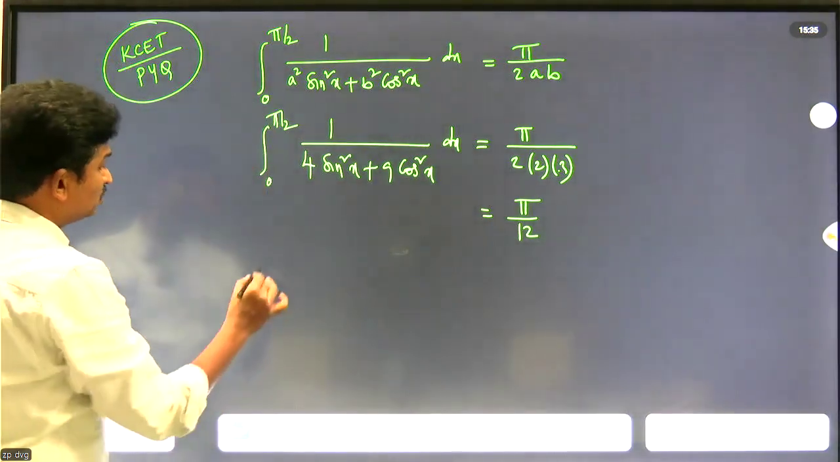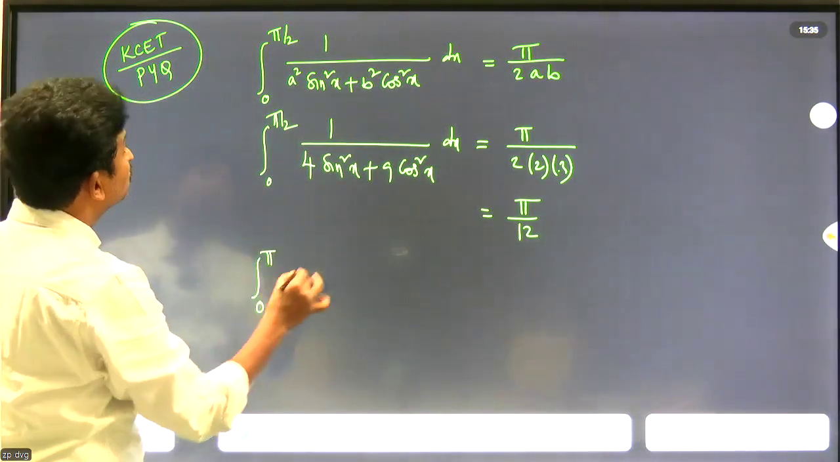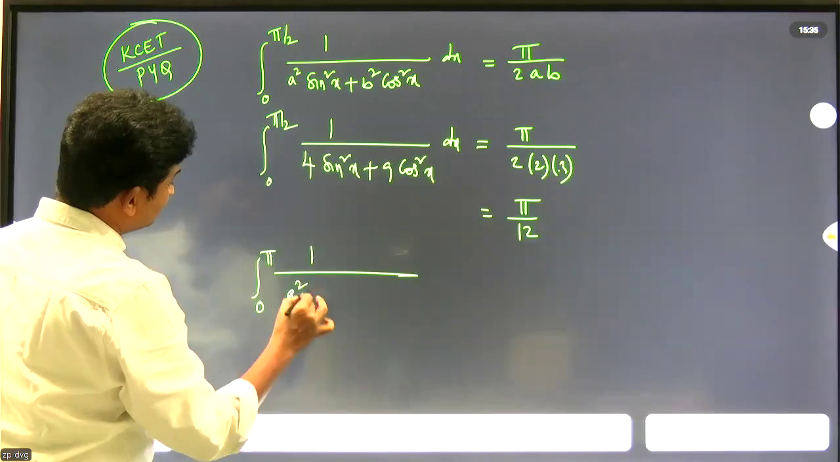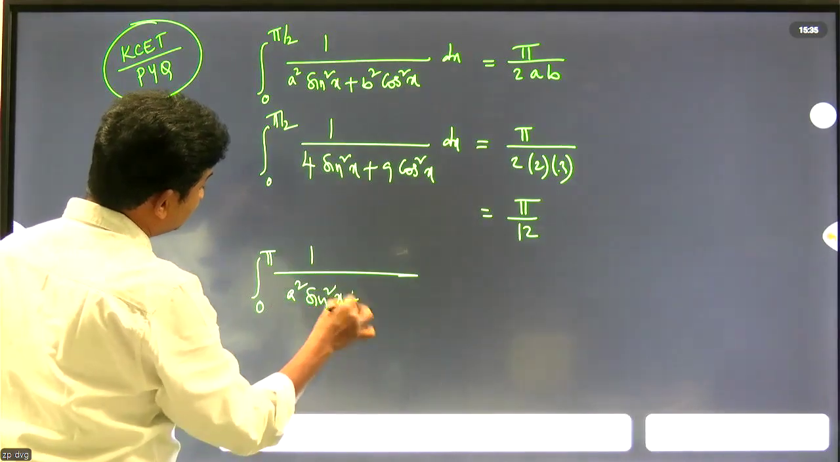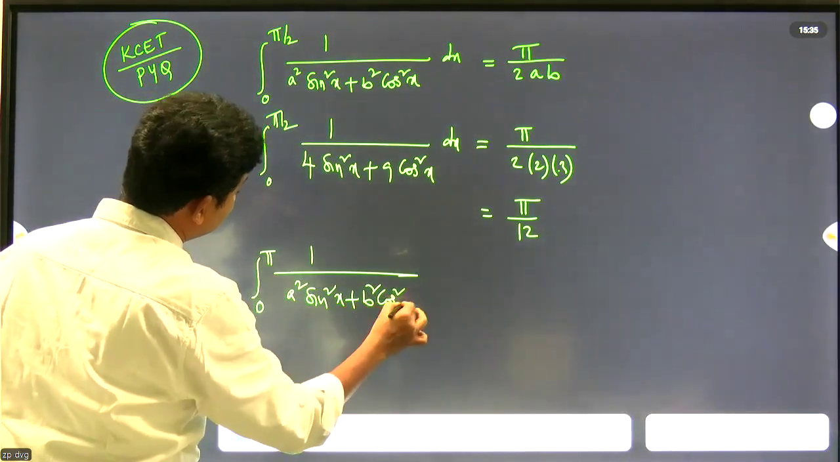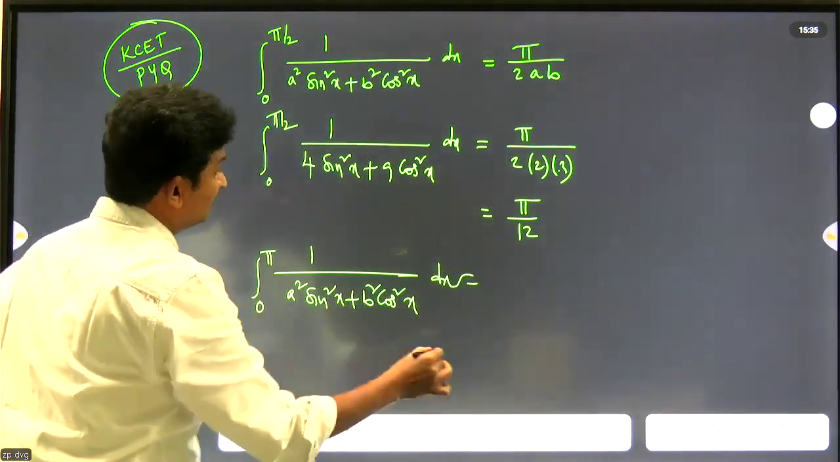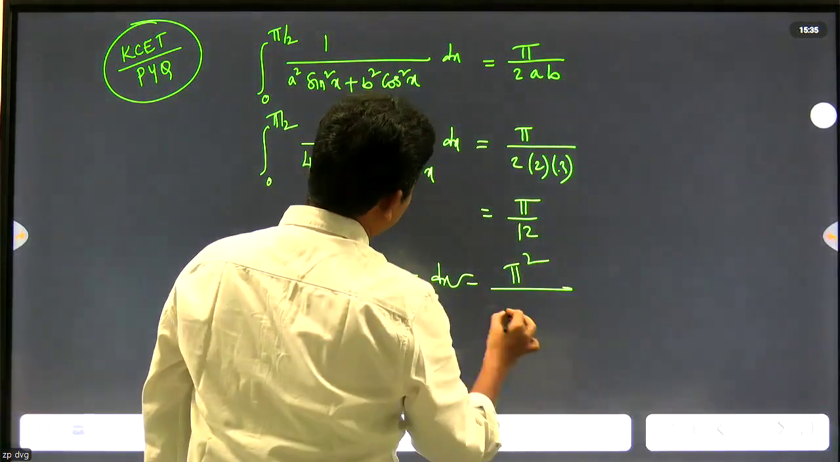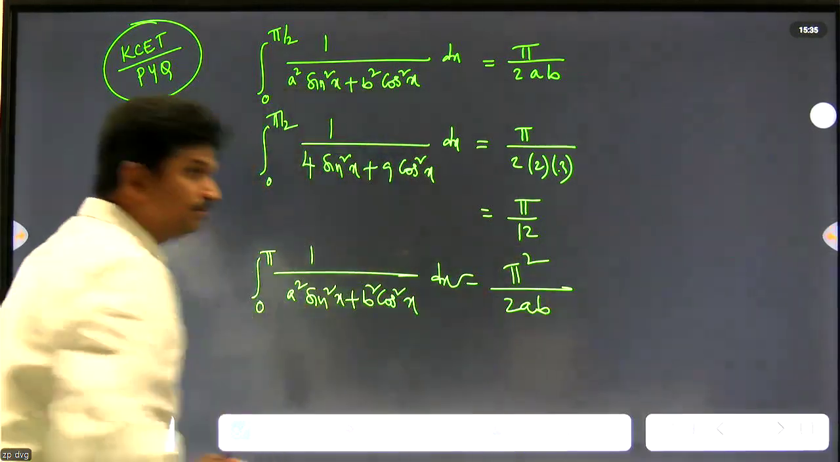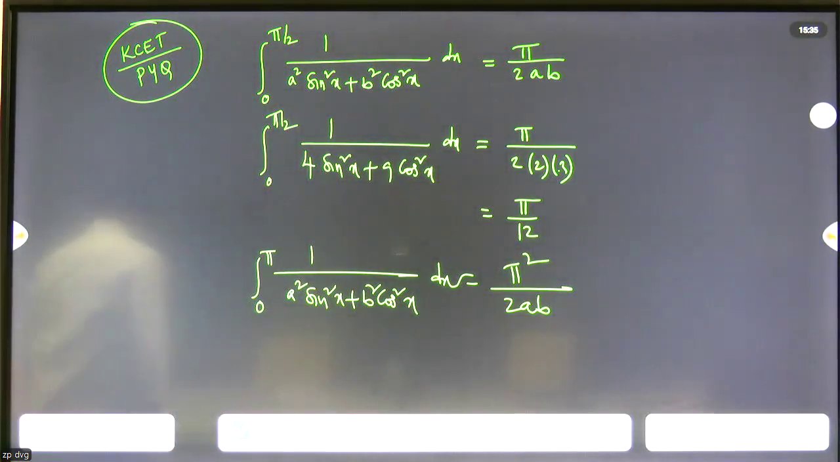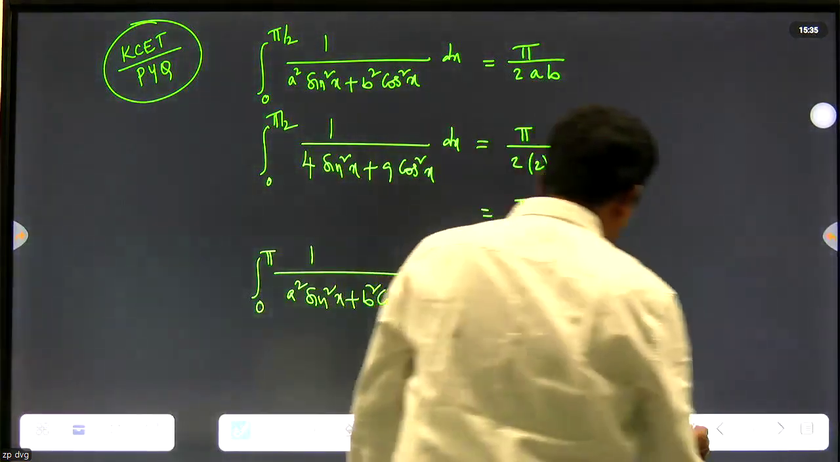This is 0 to pi by 2, right? Suppose 0 to pi is given, integral from 0 to pi of 1 divided by a square sin square x plus b square cos square x dx. Then its answer is pi square divided by 2ab. Very simple, right? So these are the things you must know.